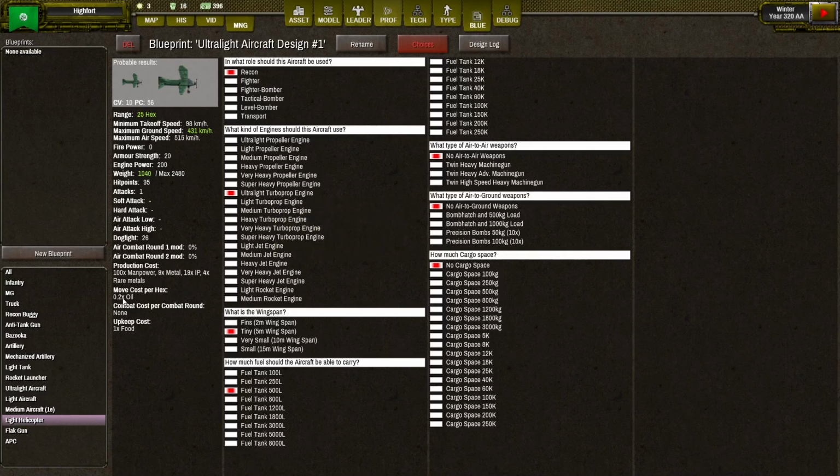So 0.2 per each hex, and here we had 0.4, so it's 2 times more effective in our case. That's why we can carry less fuel, which means less weight, which means longer range with a more powerful engine. So this turboprop engine is quite a good upgrade.